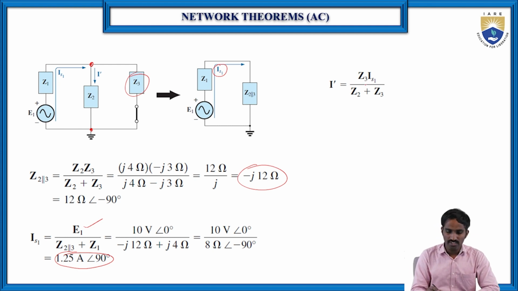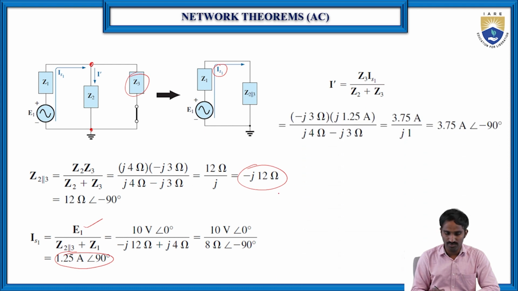Then substitute all these values. Now we know Z3 value, Z2 value, and again IS1 value. Then substitute here all these values. Then you will get I dash is equal to 3.75 amperes at an angle of minus 90 degrees. So this is by considering one voltage source, which is E1. Which means here E1 is the active voltage source and E2 is replaced with the short circuit.